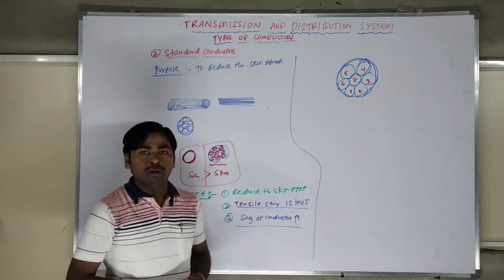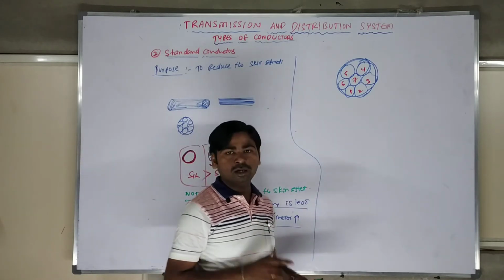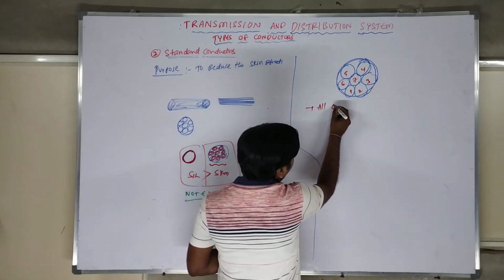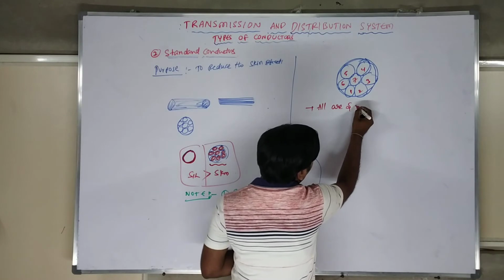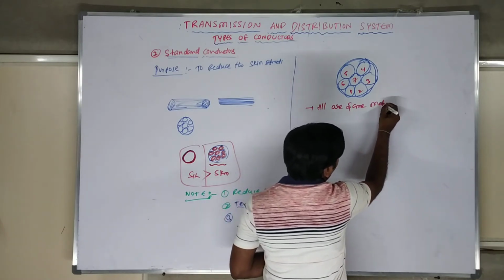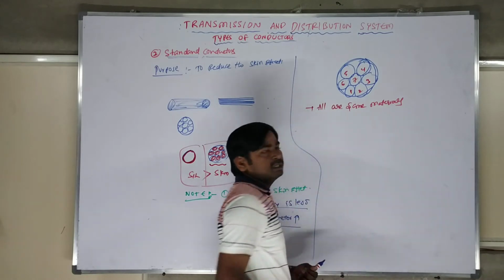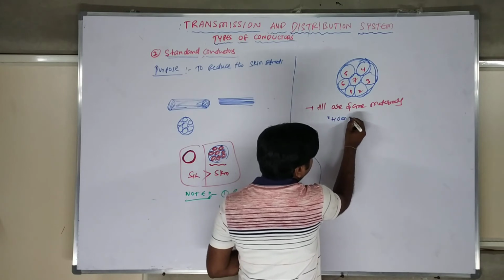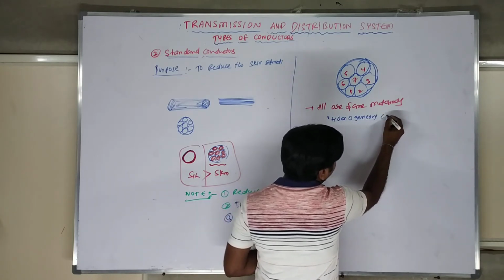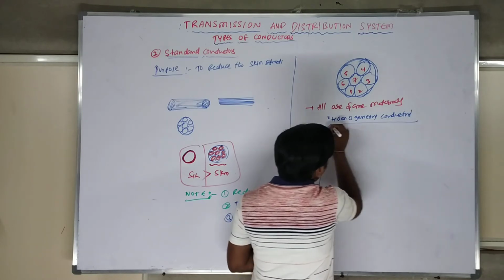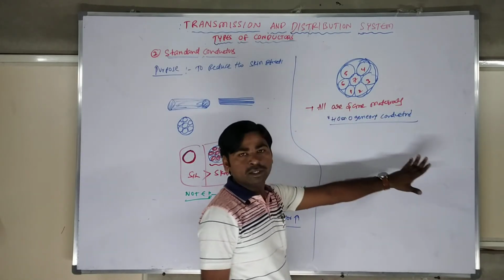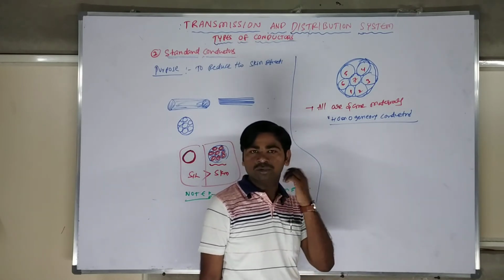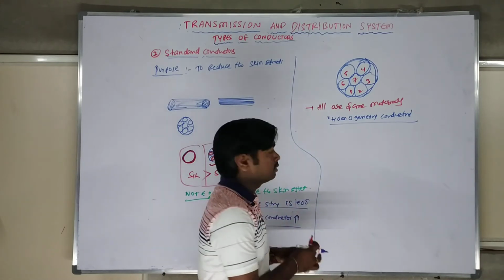In this 7-strand stranded conductor, if you use all strands of the same material, such conductors are called homogeneous conductors. In the 7 strands, we use the same material. That is nothing but homogeneous material. If you use aluminium, copper, or some other material, that comes under homogeneous material.